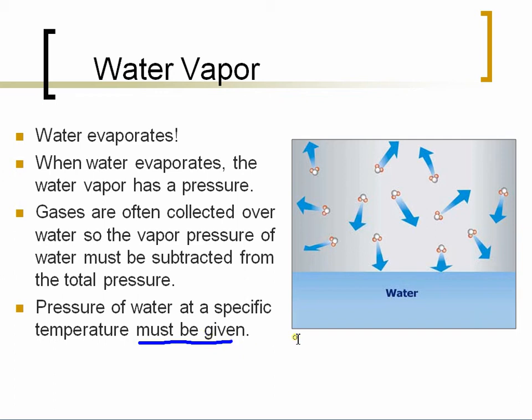So usually you don't ever have to calculate that unless that's the problem. Usually you look in a table and it'll tell you exactly what the vapor pressure of water is at a specific temperature. And that will usually be given to you in some way, shape, or form. Different tables give different types of units, whether it be ATM or torr. So let's take a look at a pretty good example.